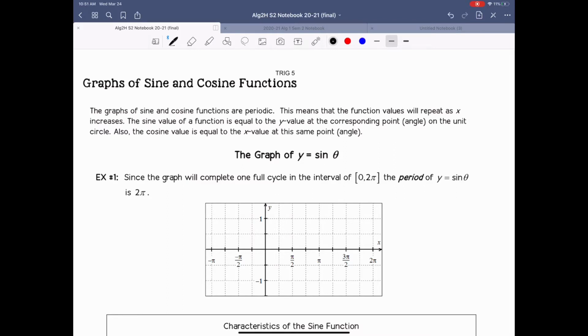Today we're going to look very carefully at these two graphs. We're going to identify a ton of characteristics about them. And then the goal is by the end of the lesson today, you should be able to graph sine and cosine functions as well as their transformations. So let's look at example number 1.